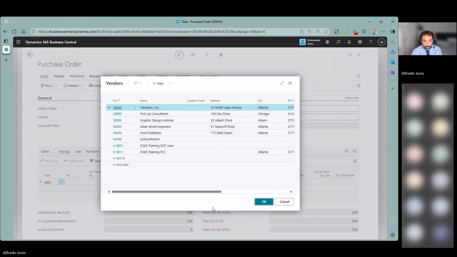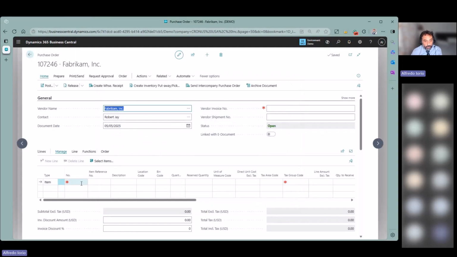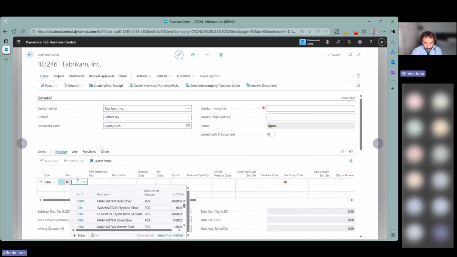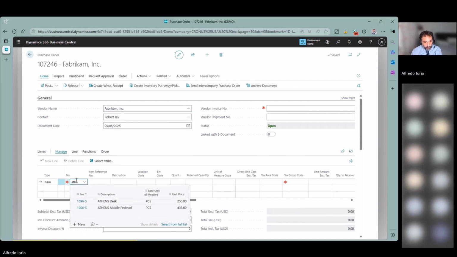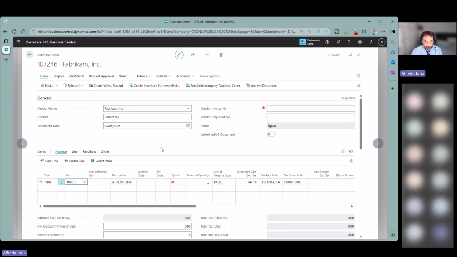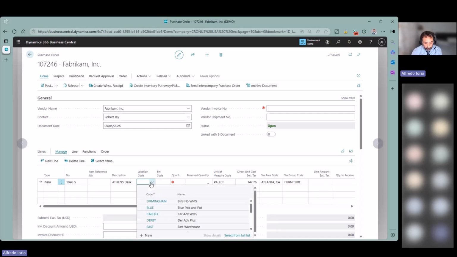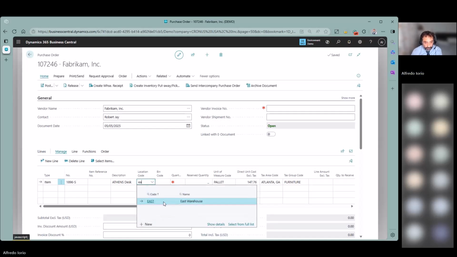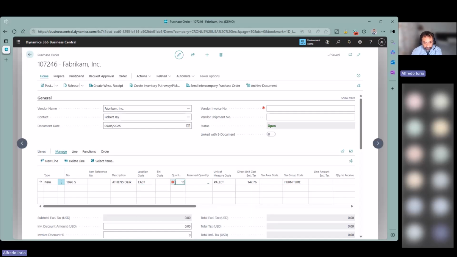So there we go. And so I choose an item. I'm going to choose my artist's desk, which I know I can use. And we're going to receive it in East. And I'm going to buy 10 of these, right? This is direct unit cost. And just to round it up, let's say it costs me $500. Okay, we round up the numbers so that we show how it works.